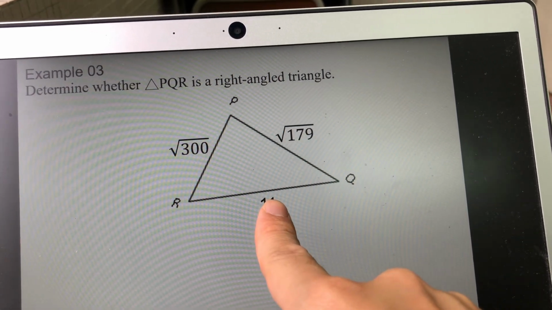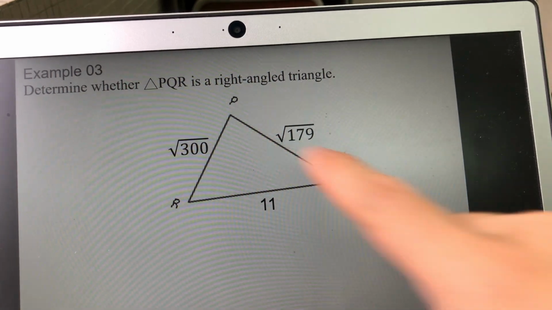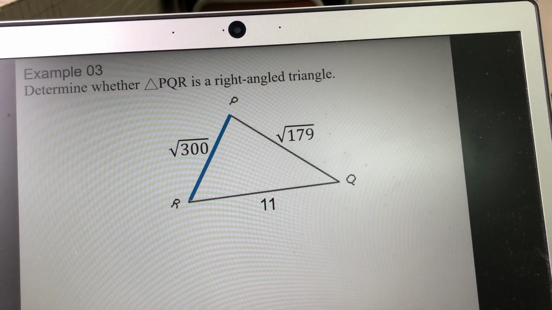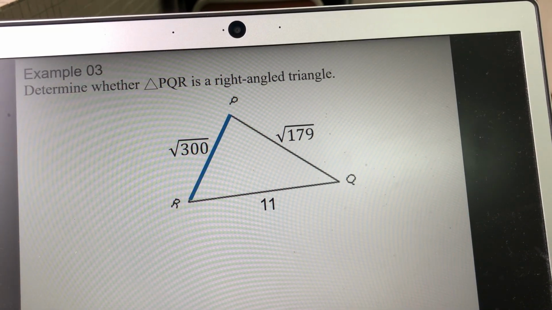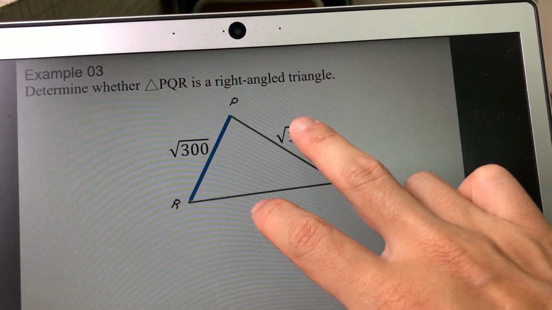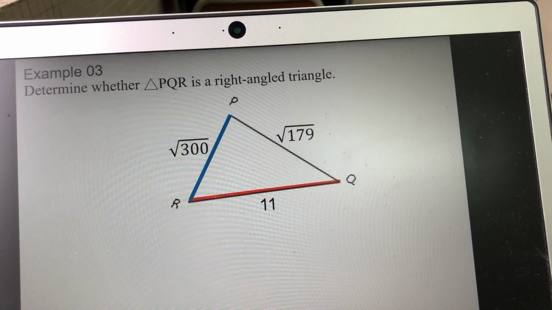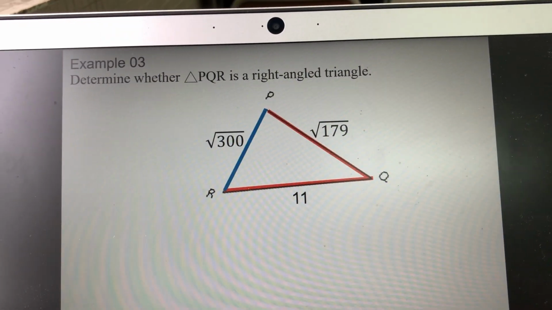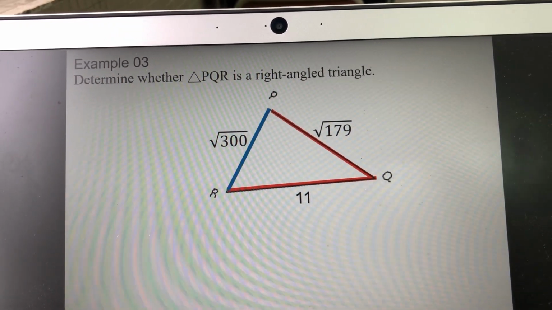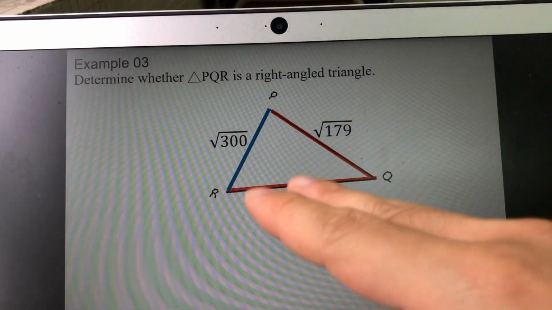Which one is the longest? Yes, of course this one is the longest, so you highlight this, the longest length, and then the other two, how do we call them? They are just simply leg and leg, okay? So after you are clear with the relationship, then you may start checking.